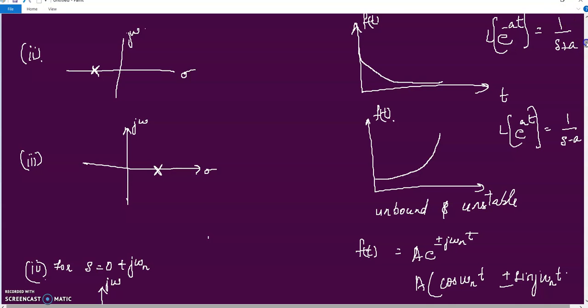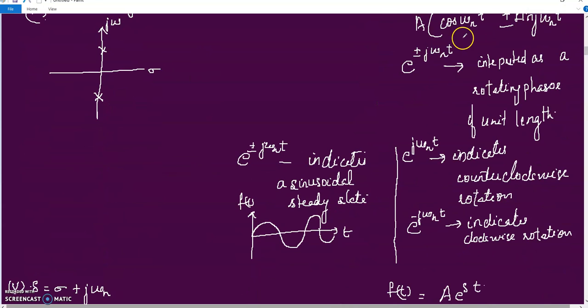Next we have sine omega t. For sine omega t in the time domain, the Laplace transform will give you omega by s square plus omega square. That is, s is equal to plus or minus j omega will be the poles of this function. That is, we have here plus j omega and minus j omega.